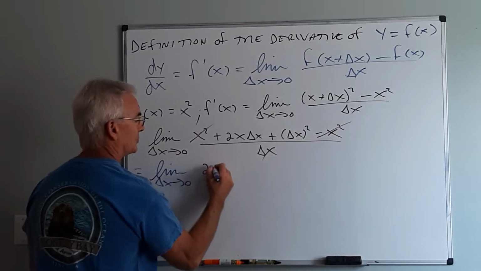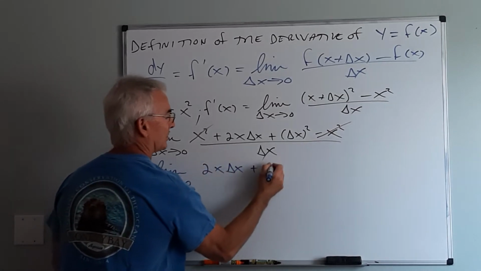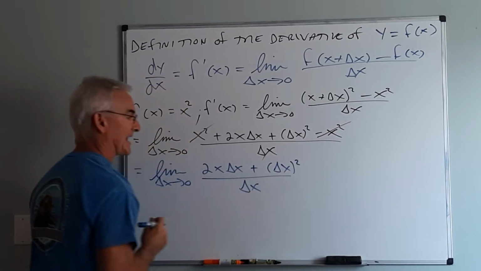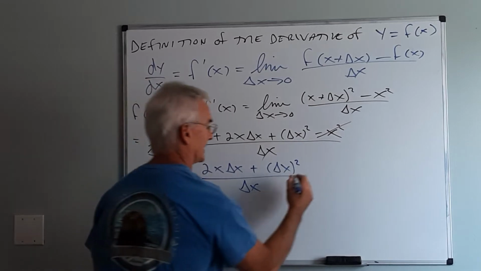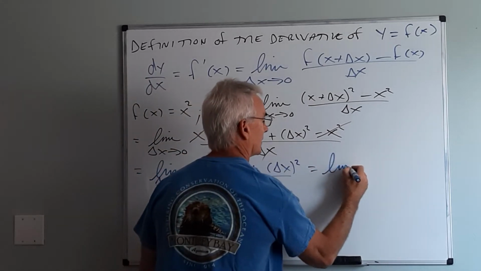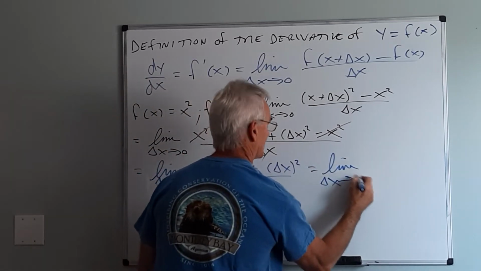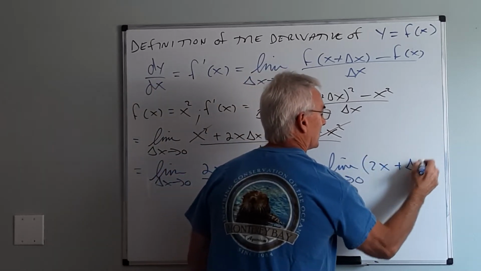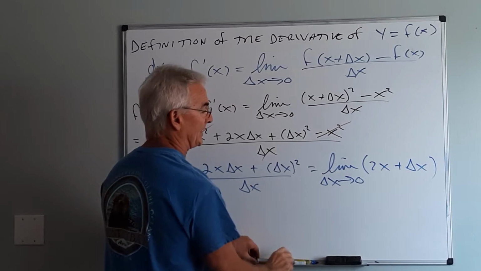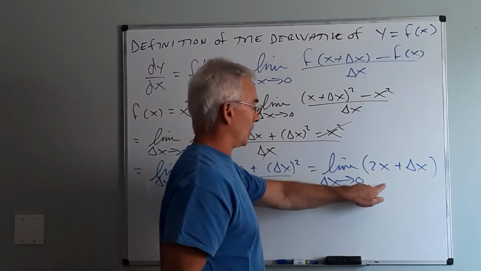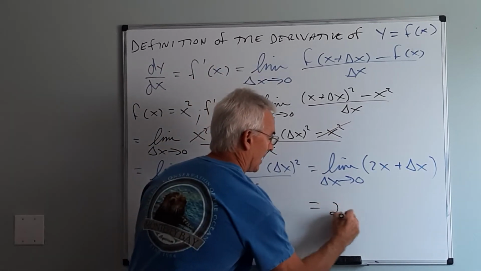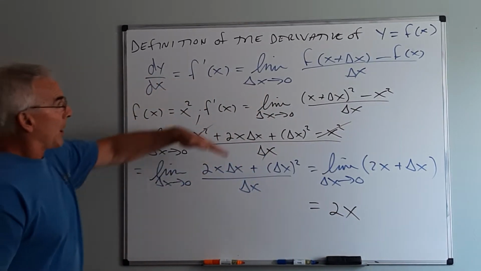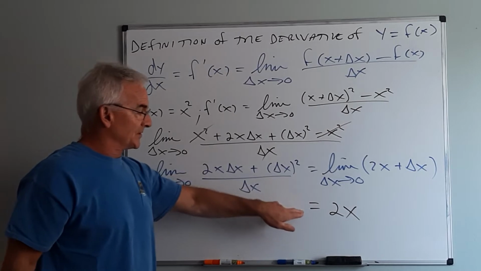And I will have 2x delta x plus the square of delta x on top over delta x. And now I can conveniently factor and cancel. And that would give me the limit as delta x approaches 0 of the quantity 2x plus delta x. At this point, I no longer have an indeterminate form, and when I evaluate the limit, I get 2x, which is what we already knew was the answer, but applying the definition of the derivative gets us to here.